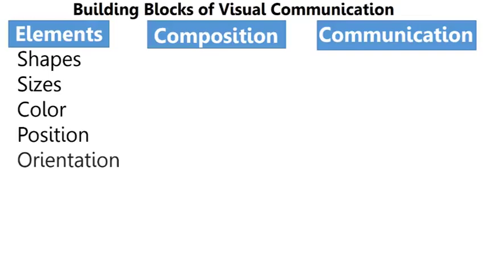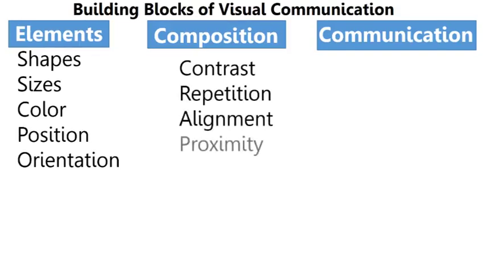the next level, which is the composition level, then is how do you combine these things? And what are the elements in the composition box? You have things like contrasts. How do you contrast them? How do you repeat them? How are they aligned? How close or far are they from one another? So what I'm talking about in essence is contrast, repetition, alignment, and proximity of what? Of the shapes, the sizes, the color, the position, and the orientation.